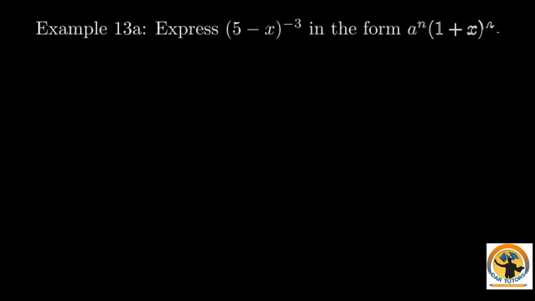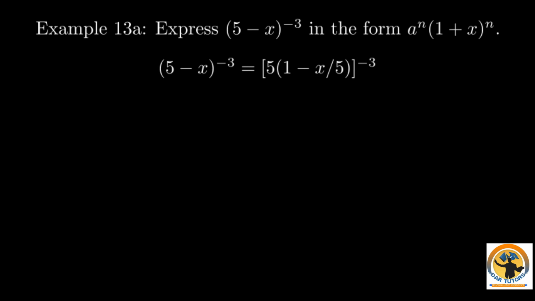Let's work through a few examples to see this process in action. Our goal here is to express these expressions in the form a^n times (1 + x/a)^n. First, let's look at (5 - x)^(-3). The first term in the bracket is 5, so we factor out 5. This gives us 5 times (1 - x/5), all raised to the power of negative 3. Notice that we divide both terms inside the bracket by 5.